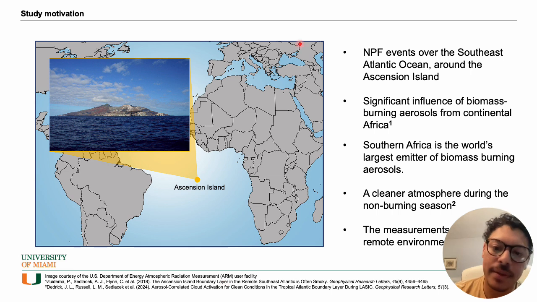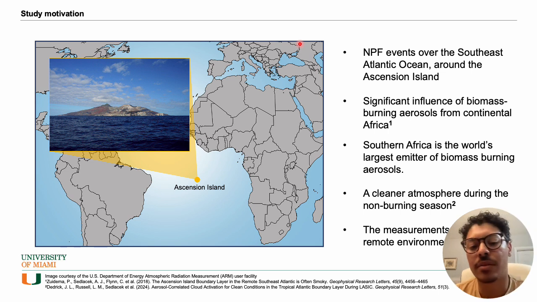For that, we examined the occurrence and evolution of new particle formation events over the Southeast Atlantic Ocean, especially around Ascension Island, which is a volcanic island located 3,000 kilometers west of Southeast Africa. Southeast Africa provides approximately 30% of the world's biomass burning aerosols, and the Ascension Island atmosphere is influenced by the biomass burning in continental Africa advected westward, especially during the months of June to October.